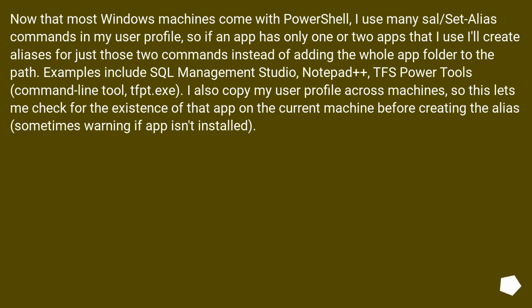Now that most Windows machines come with PowerShell, I use New-Alias/Set-Alias commands in my user profile, so if an app has only one or two executables that I use, I'll create aliases for just those two commands instead of adding the whole app folder to the path. Examples include SQL Management Studio, Notepad++, TFS Power Tools, command-line tool tfpt.exe. I also copy my user profile across machines, so this lets me check for the existence of that app on the current machine before creating the alias, sometimes warning if the app isn't installed.